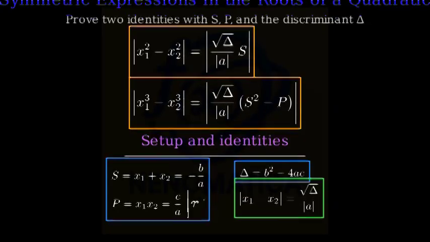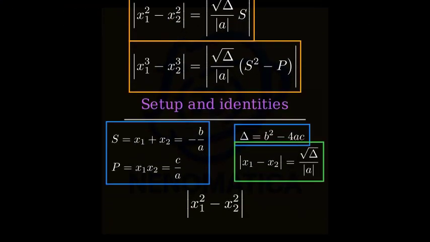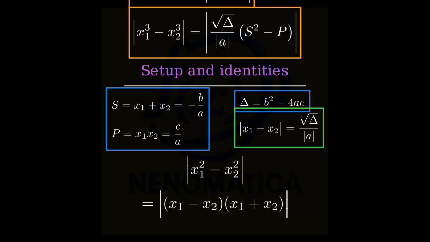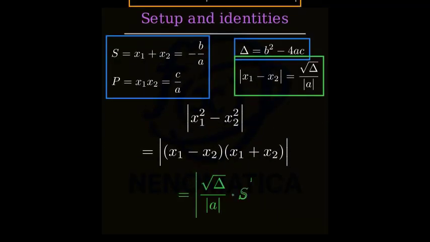Proof 1. Begin with the expression absolute value of x1 squared minus x2 squared. Use the difference of squares factorization to write it as absolute value of x1 minus x2 times x1 plus x2. Substitute absolute value of x1 minus x2 equals square root of delta over absolute value of a, and x1 plus x2 equals s. That completes the first identity.